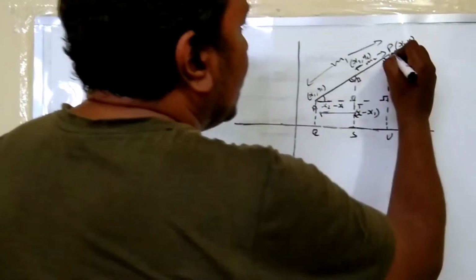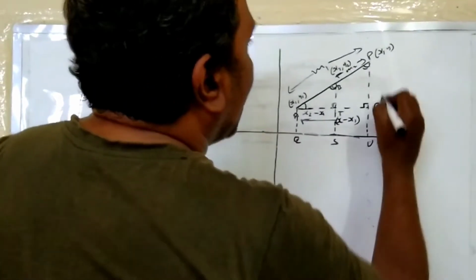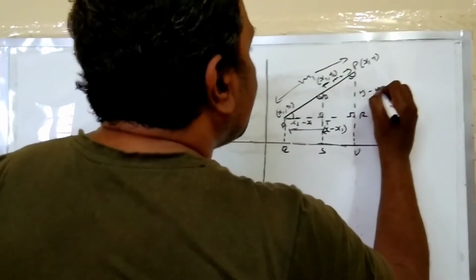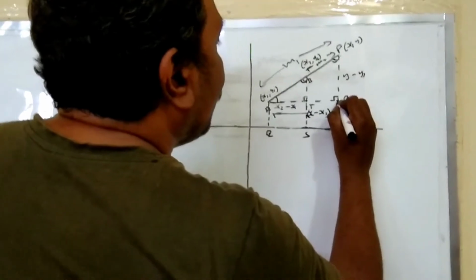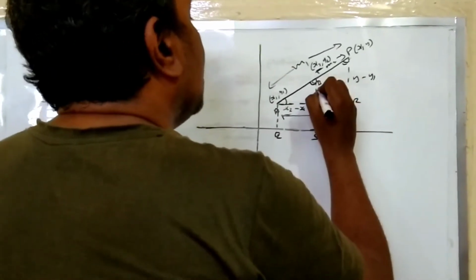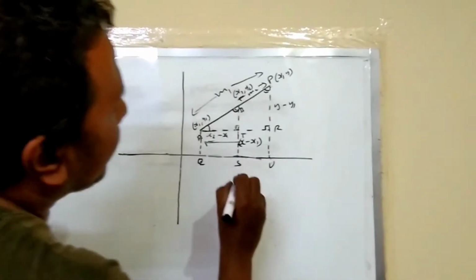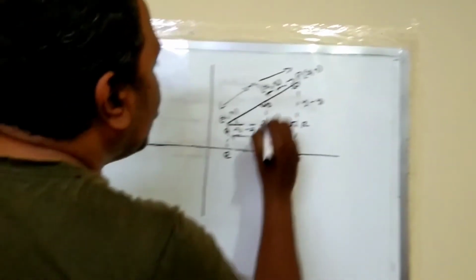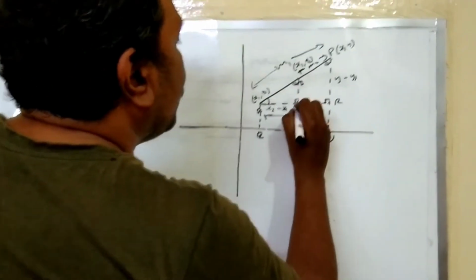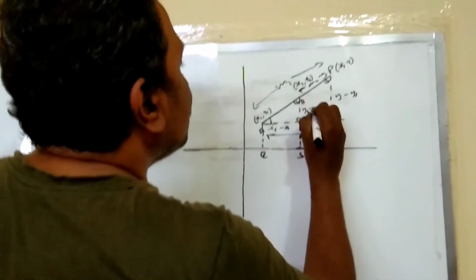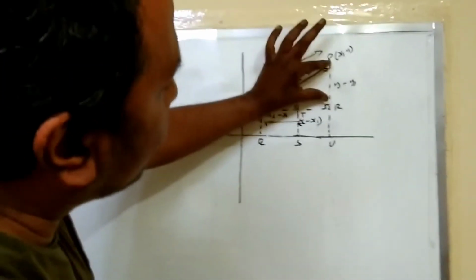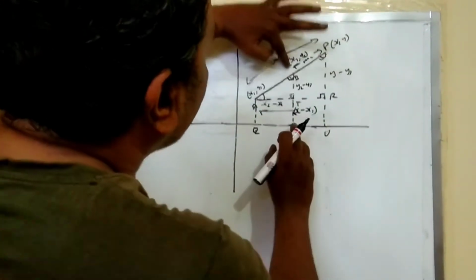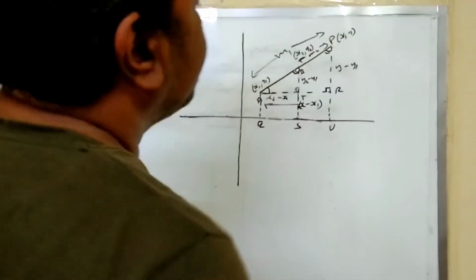In the same manner, the length of PR is y minus y1. From here to here y, from here to here y1. So y minus y1. What about the length of BT? From here to here y2, from here to here y1. So y2 minus y1. So the length of BT is y2 minus y1. The length of AR is y minus y1.